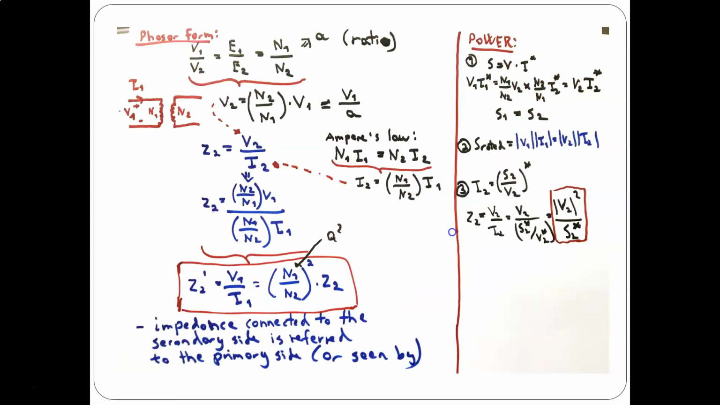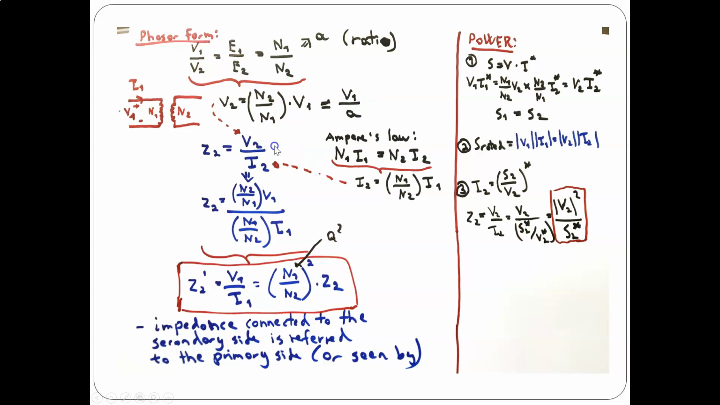In the phasor form we can have several relationships in such a simple schematic diagram. The relationship between V1 and V2 is equal to E1 divided by E2, which is equal to the turns ratio N1 divided by N2. We define that as the ratio a when we use it in our equations. We can then solve for V2, for example, and have N2 divided by N1 times V1. And then we can represent V2 as equal to V1 divided by the ratio a.